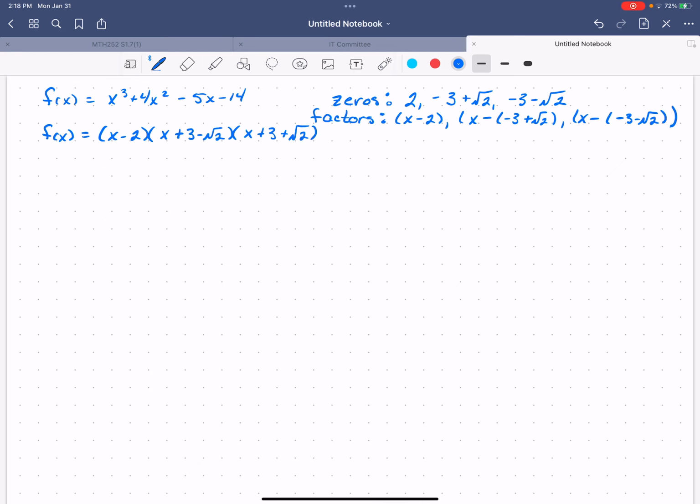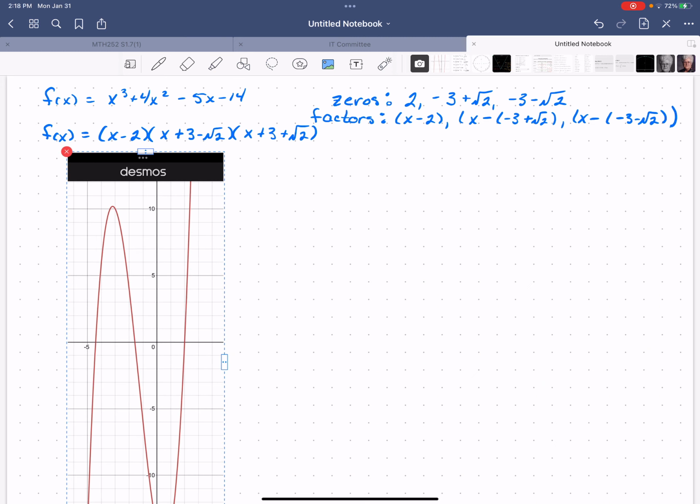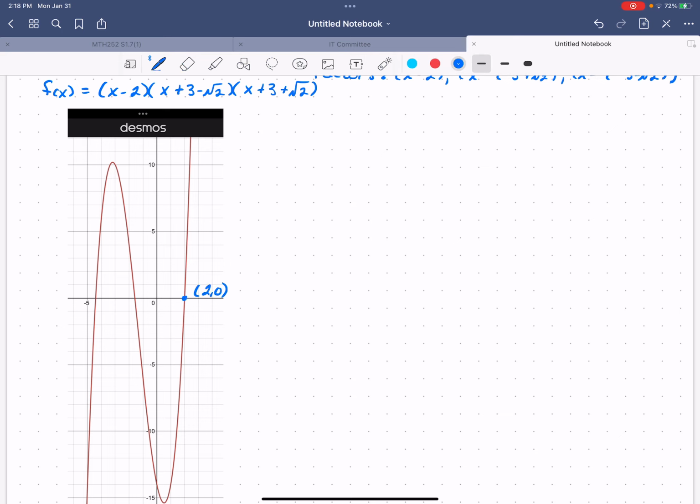Which also tells me now that the coordinates of my x-intercepts are, this one I already knew, 2, 0. This one is negative 3 plus square root 2, 0. And this one is negative 3 minus square root 2, 0.